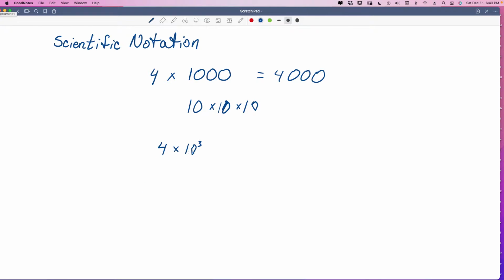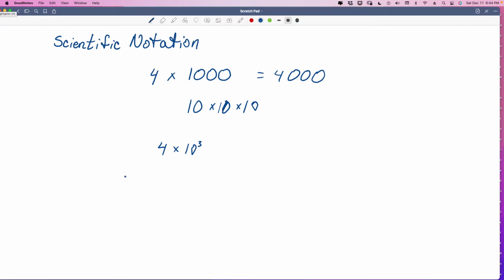Scientific notation is a shorter way to write big numbers. And it is a way to add, subtract, multiply these numbers in a succinct way that's quicker to do in your head. So that is what scientific notation is all about. It's all about writing really big numbers in a short format.